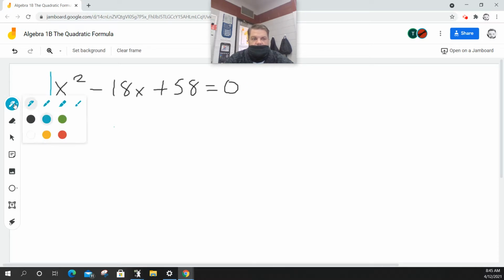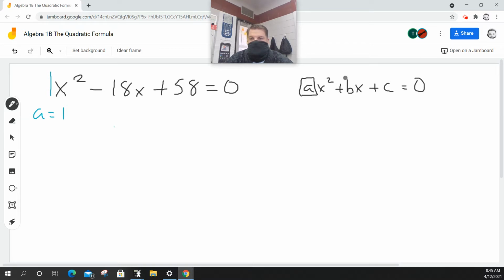Remember, when I'm writing all this stuff down, we want this to be listed in standard form, ax squared plus bx plus c equals 0. Now, keep in mind that a is the number in front of x squared. The b is the number in front of x. C is all by its lonesome, and it has to be set equal to 0.